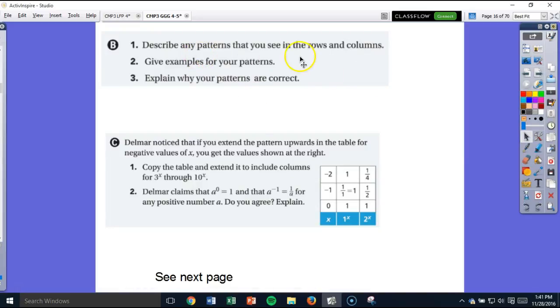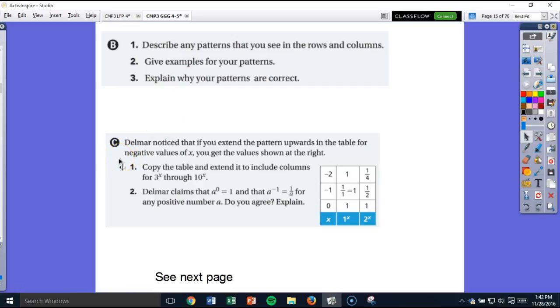Part B says, describe any patterns that you see in the rows and columns and give examples of those and explain how you know you're correct. So I'm not looking for any specific patterns. I just want you to be able to take a look at your table and say, hey, I think this happens if you do this, or I see this happening here, and just be ready to explain that to your teammates so you can come up with some ideas.